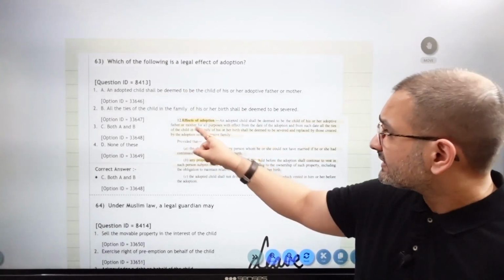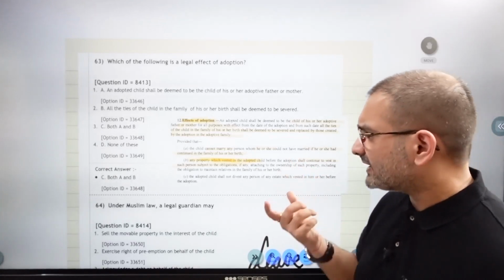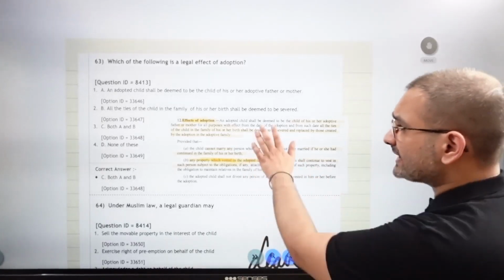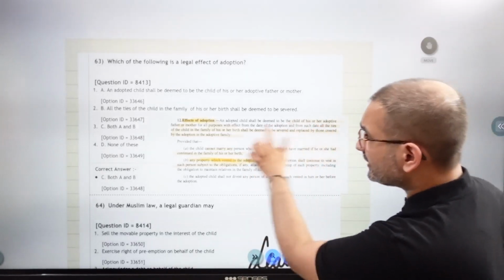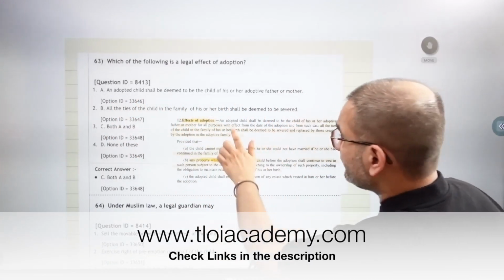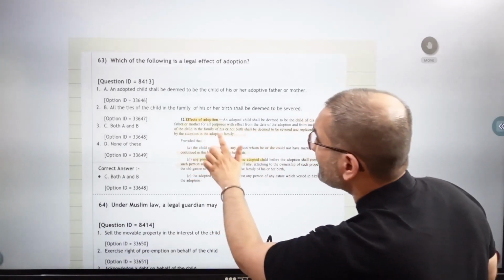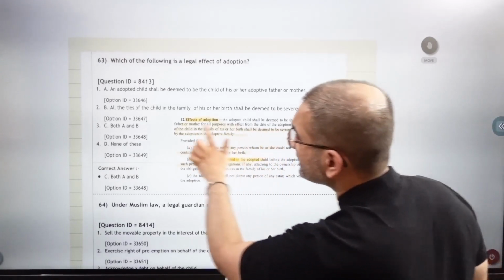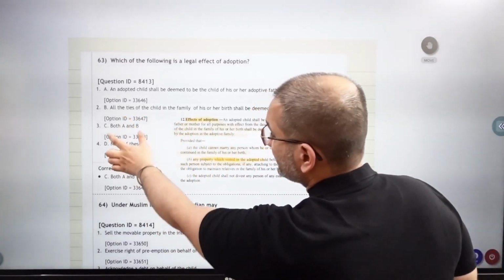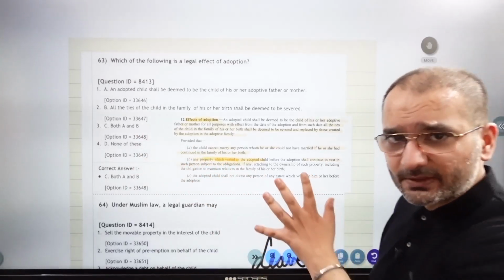The answer is in section 12 of the Hindu Adoptions and Maintenance Act, I believe that's the full form, right? So an adopted child shall be deemed to be the child of his or her adoptive father or mother. ये रहा आपका option A. With effect from the date of adoption, from such date, all the ties of the child in the family of his or her birth shall be deemed to be severed. That is option B. So therefore, the correct answer is option C. That is both A and B.